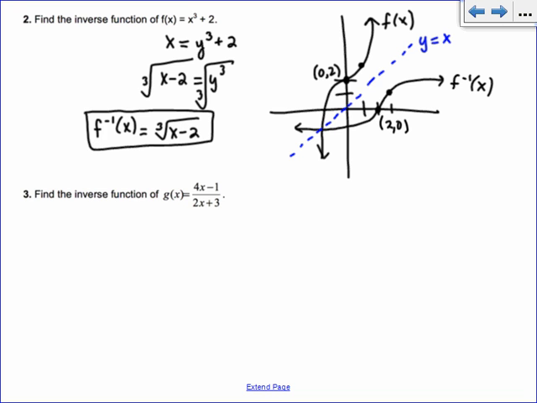Okay, so number 3, it says find the inverse of this quotient. These ones are a little bit harder. So we get x equals 4y minus 1 all over 2y plus 3. And we need to solve for y. Luckily we've done that entire section on implicit differentiation because we had to use this skill a lot when solving for dy over dx. So basically we want to get all of the y's on one side. The first thing I'm going to do is multiply the denominator over.